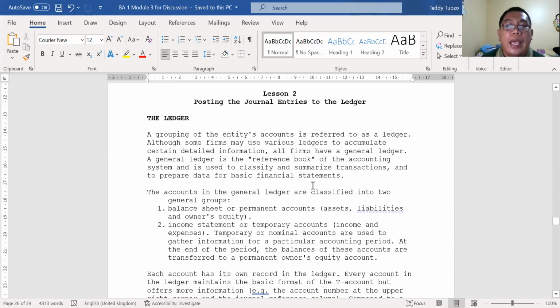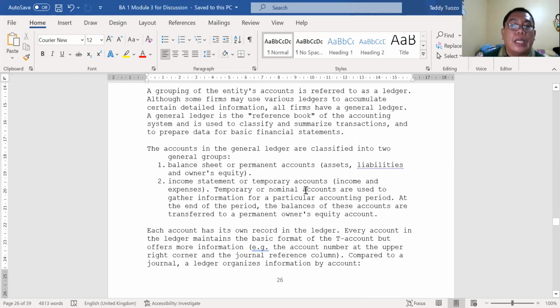And is used to classify and summarize transactions and prepare data for basic financial statements. So, the ledger, class, prepares the final output of the recording phase in accounting. The accounts in the general ledger are classified into two general groups. You have the balance sheet or the permanent accounts: the assets, liabilities, and the owner's equity or capital account, no? And the income or the temporary accounts of the income and expense accounts, no?